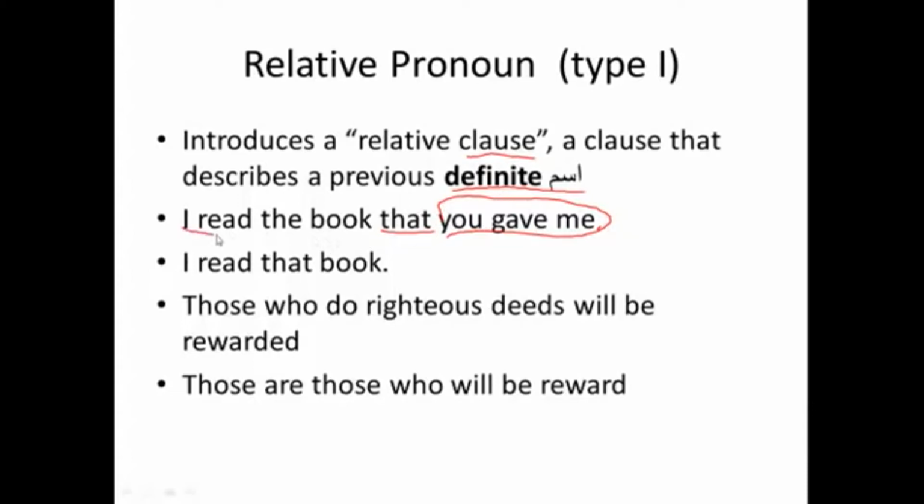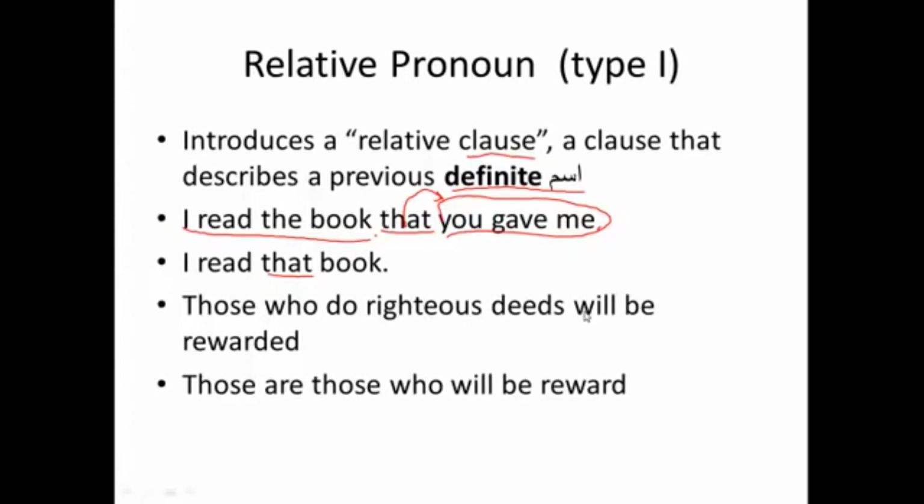You could have stopped here. I read the book, period. You could have stopped there. But you wanted to describe which book? You use a relative pronoun, that, because why do you use a relative pronoun between the book and the describer of the book? Because the full sentence. I read the book that you gave me. I read that book. Is this a relative pronoun? No, it's a demonstrative pronoun. I read that book. It's more of a demonstrative adjective here.